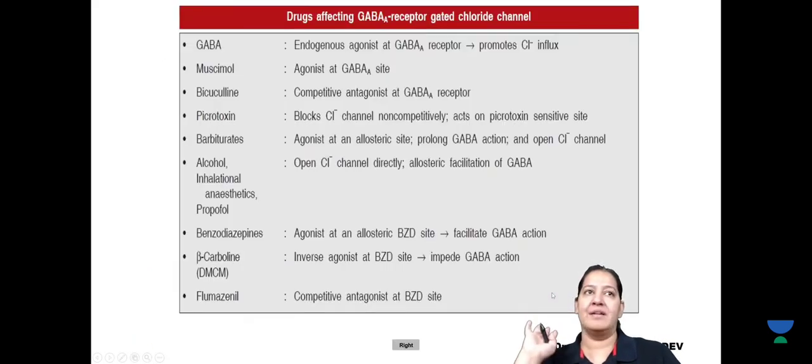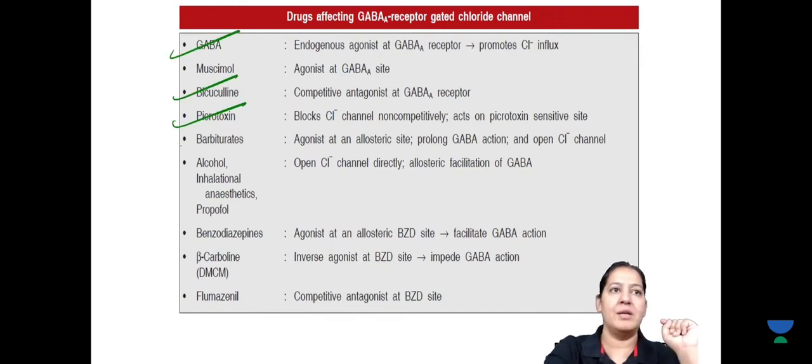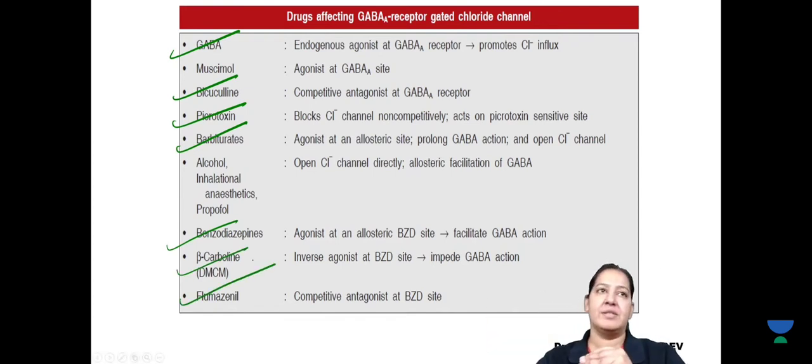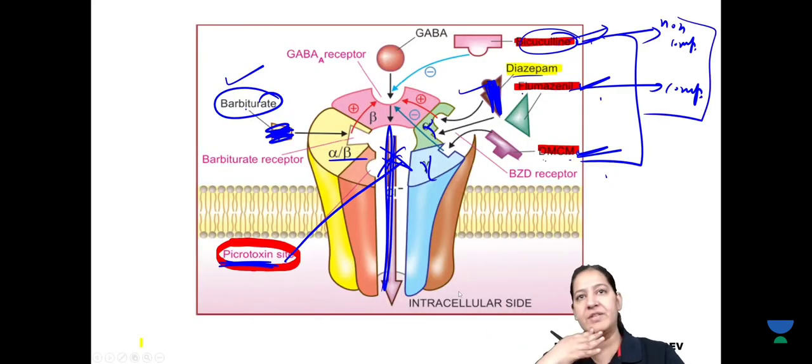So I am done. The main drugs are in front of you: GABA, bicuculline, picrotoxin, barbiturates, benzodiazepine, DMCM, flumazenil. Read their definitions. Who is agonist? Who is antagonist? Who is inverse agonist? You should have a look over them, and many MCQs are framed from this table. Now don't learn this table, understand the table from this diagram.